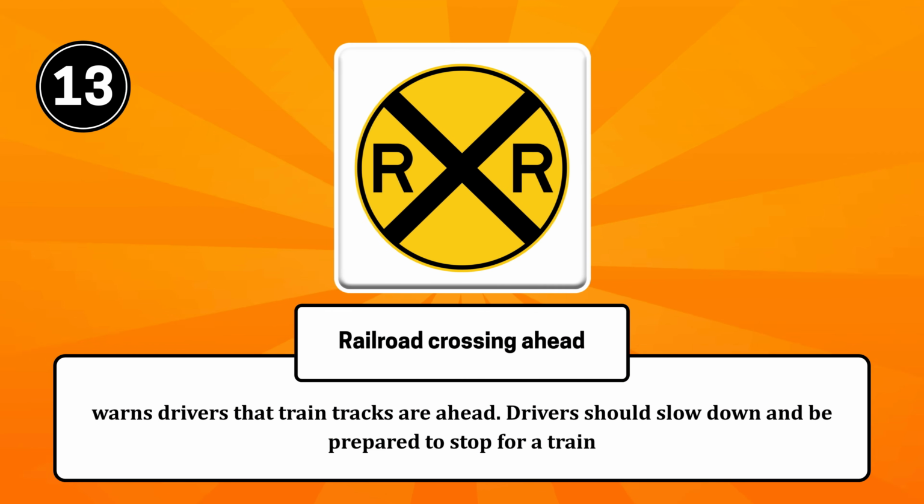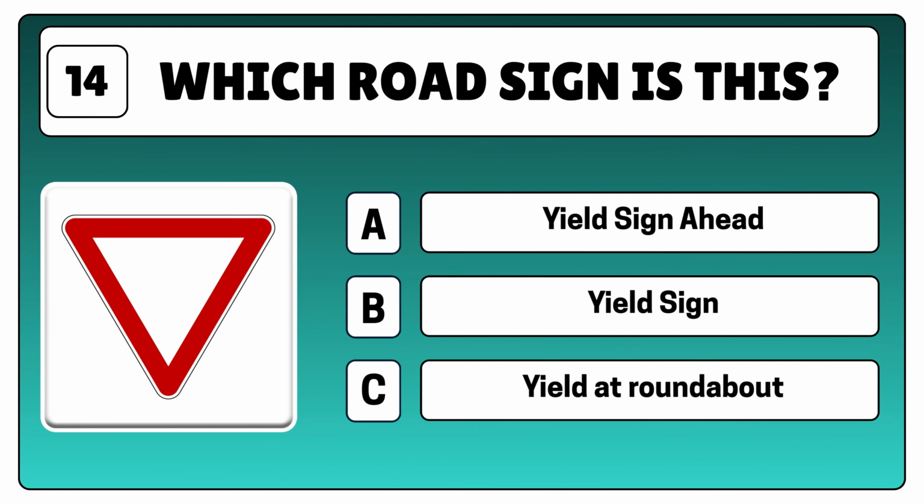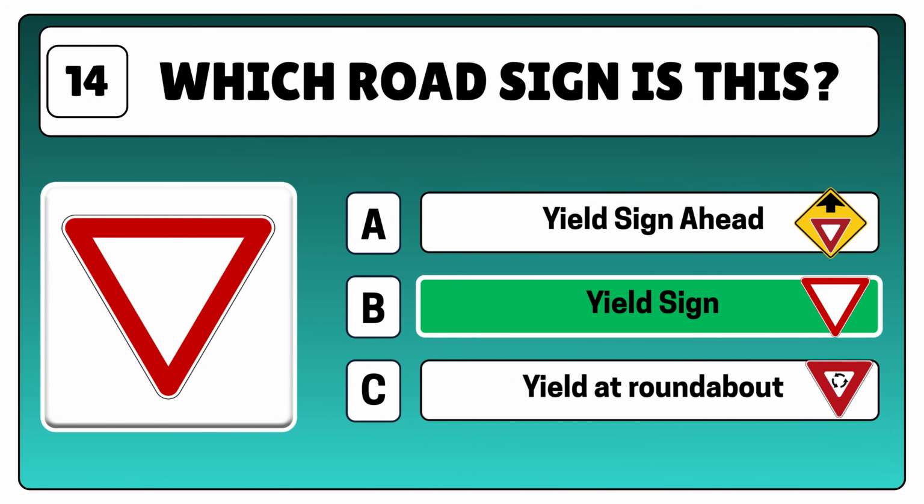The railroad crossing ahead sign warns drivers that train tracks are ahead. Drivers should slow down and be prepared to stop for a train. Which road sign is this? Good thinking. That is the yield sign.